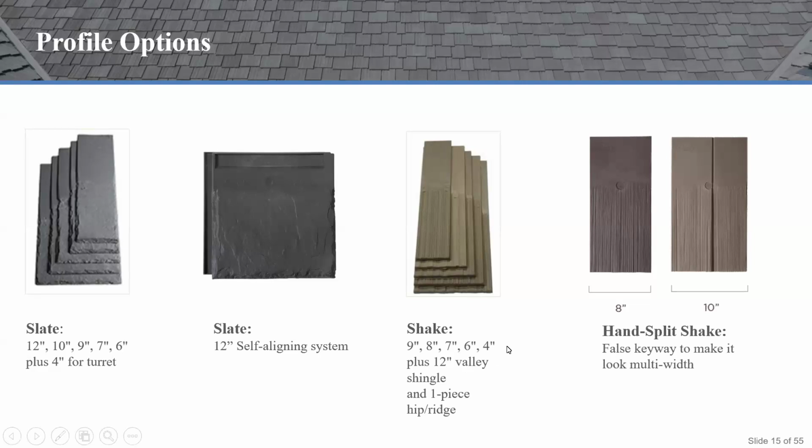Shake systems are going to range anywhere between 4 inches all the way up to 9. There's valley tile available if you're working with a shake system and you want to have a little bit bigger pieces in the valley to keep your fasteners away from the valley areas. Hip and ridge systems, and then also hand split shakes. There are manufacturers out there now that will create hand split shake systems where they add a false keyway to the tile, and it truly does create a multi-width appearance on the roof, while saving the contractor time and cutting down on expense a little bit as well. Okay.